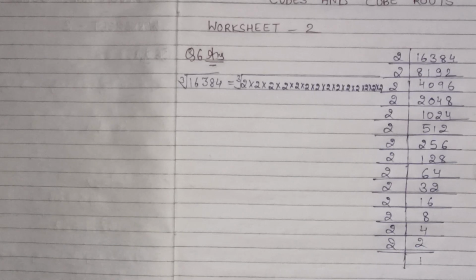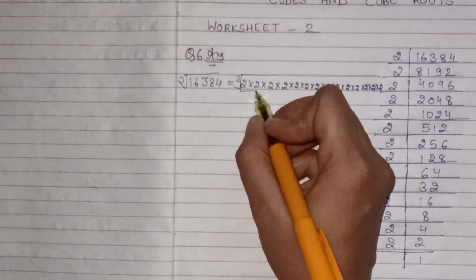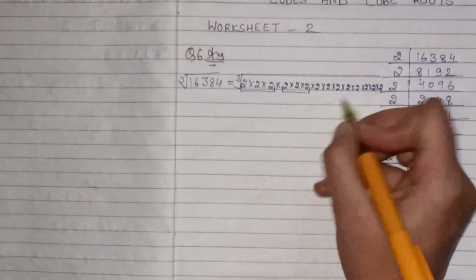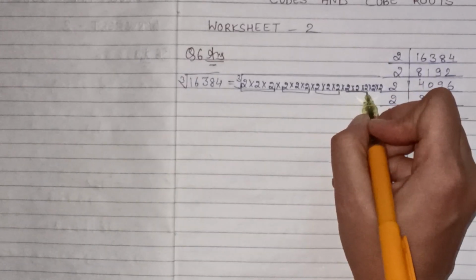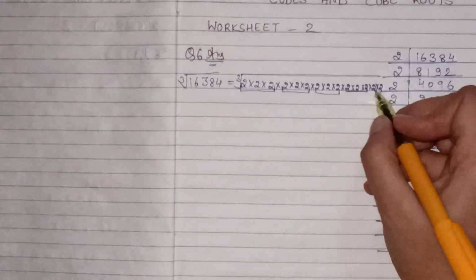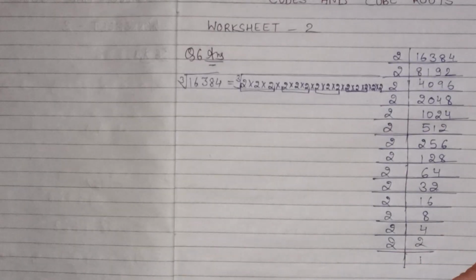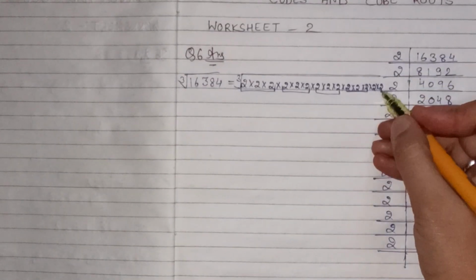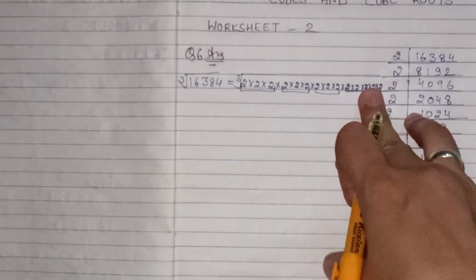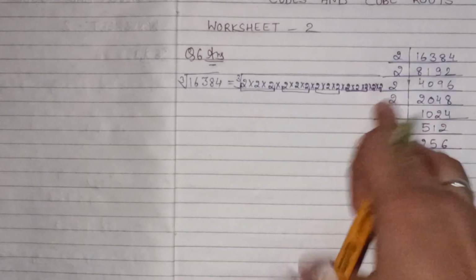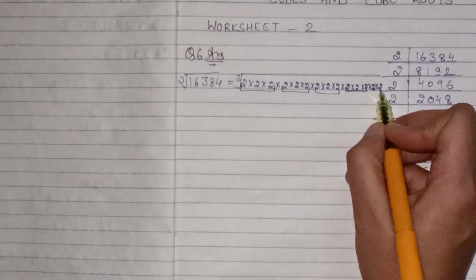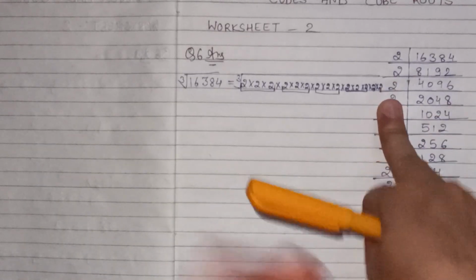Now we have to form triplets. These 3 numbers form a triplet, these 3 numbers form a triplet, these 3 form a triplet, and these 3 form a triplet. But the last 2 multiplied by 2 can't form a triplet. So we have to remove this 2 multiplied by 2 from here.